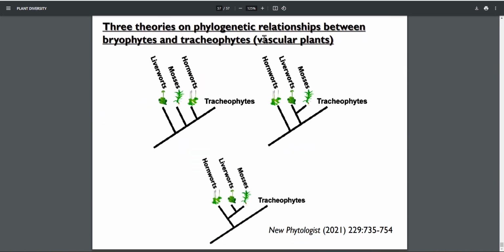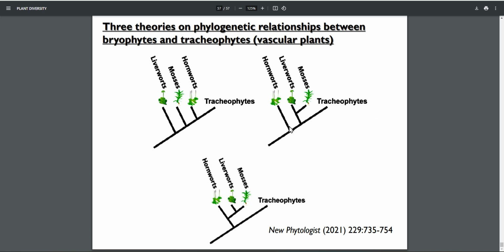So there are three theories on the evolutionary relationship between the bryophytes and the tracheophytes. One theory proposes that liverworts evolved first, then mosses second, and hornworts third. So likely liverwort is the most ancient of these four, then mosses, then hornworts, and then tracheophytes is the last.